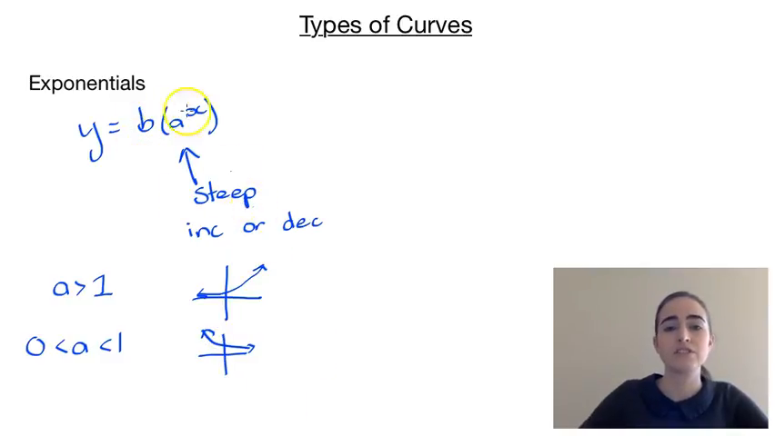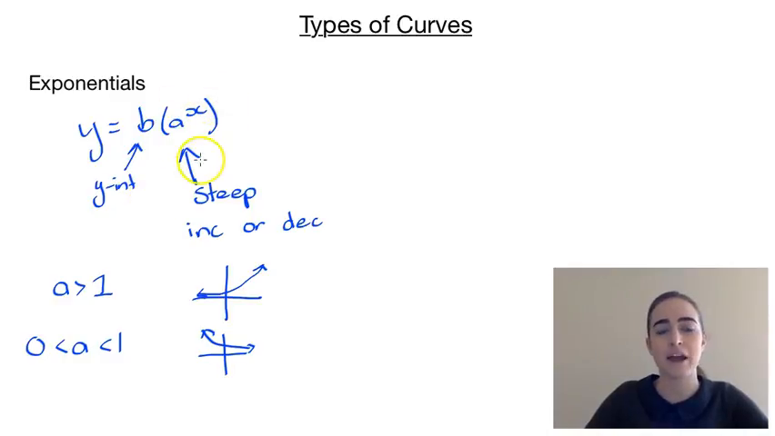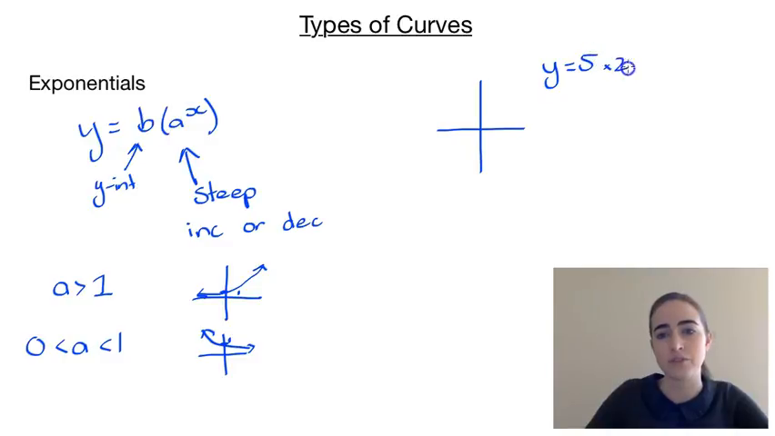That b term tells us the y-intercept. So in your standard exponential function, if it's just like 2 to the power of x or 10 to the power of x, and there's no number multiplied out the front, then it's going to have a y-intercept of 1. If we have something else though, that's going to shift it. So if we had, say, y equals 5 times 2 to the x, then it's going to have a y-intercept of 5 instead. So that would look something like this.